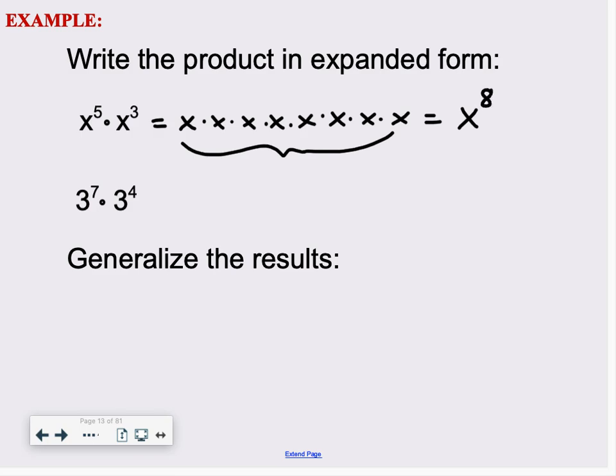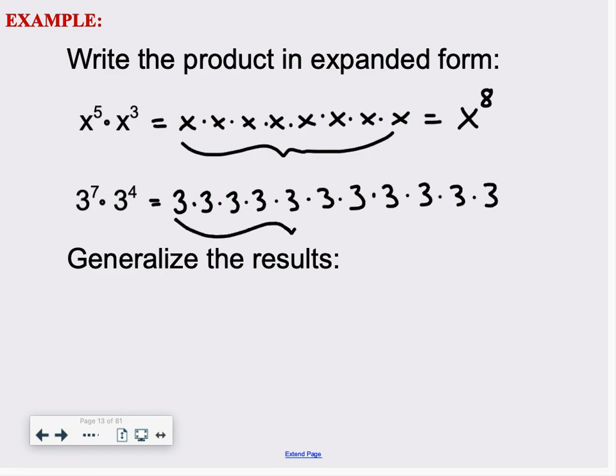Okay, same idea with 3 to the 7th times 3 to the 4th. Why did I pick such big exponents? But if I expanded that, I would write 3 times 3 times 3 times 3 times 3 times 3 times 3. That's 7, times 4 more, 3 to the 4th. So 3 times 3 times 3 times 3. And if you count all those up, you have 3 to the 11th.